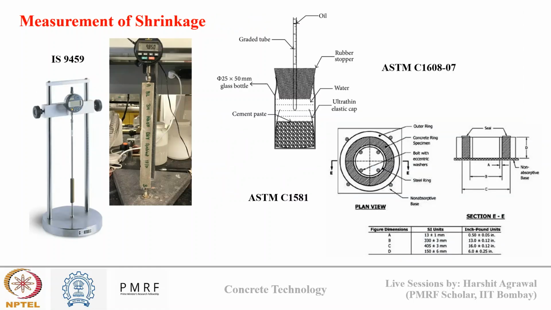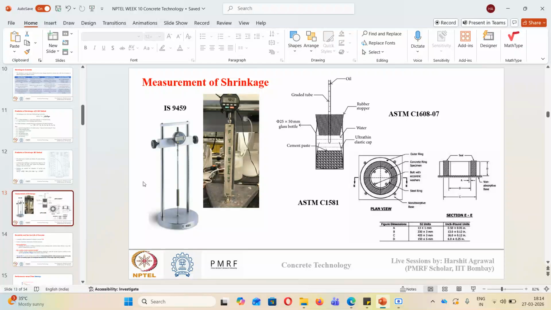Finally, we discussed how we measure the shrinkage. First, using a length comparator, which gives us an indication of drying shrinkage. Then we talked about autogenous shrinkage, which can be measured using the ASTM C1608 method, and a ring constraint shrinkage method based on ASTM C1581. Okay, so this was our discussion from the last session.